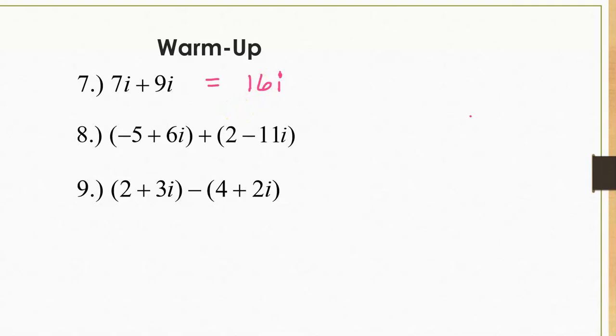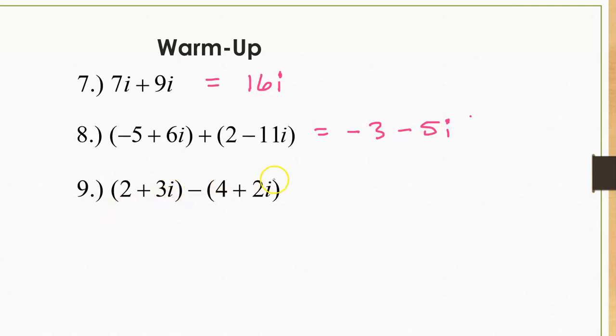So looking at number 8, we're just combining like terms. So if I have -5 plus 2, that's going to be -3. And then if I have 6 and -11, that's going to be -5i.